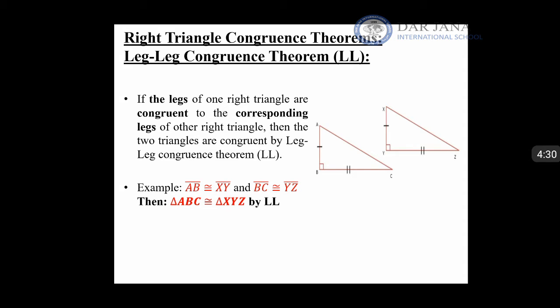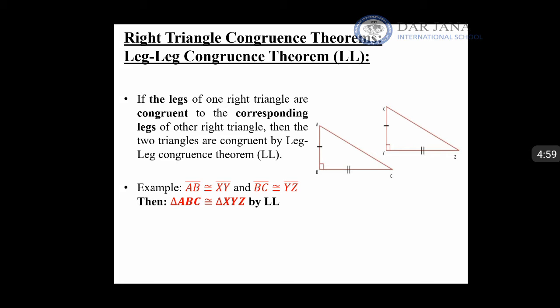If you see in this example, we have AB is congruent to XY, which is the first leg congruent to its corresponding first leg in the second triangle, and BC is congruent to YZ. So the second leg in the first right triangle is congruent to its corresponding leg in the second right triangle. So in this case, we can use the leg congruence theorem to prove that triangle ABC is congruent to triangle XYZ.